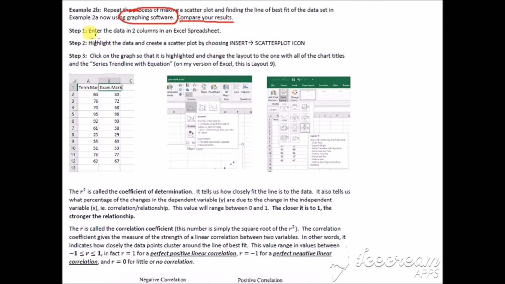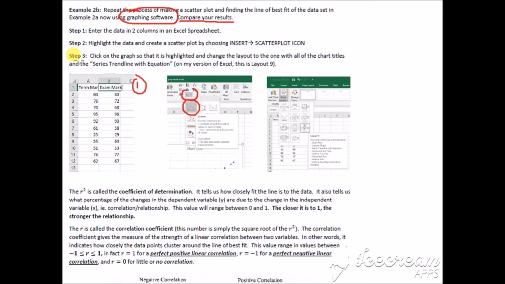So step 1, enter the data in 2 columns in the Excel spreadsheet. It's going to look like this. I'm going to go ahead and do that. Step 2, highlight the data to create a scatter plot. As soon as we highlight the data, you're going to go to this button here and choose the scatter plot option, so nothing connected.